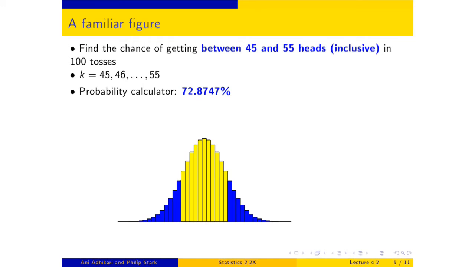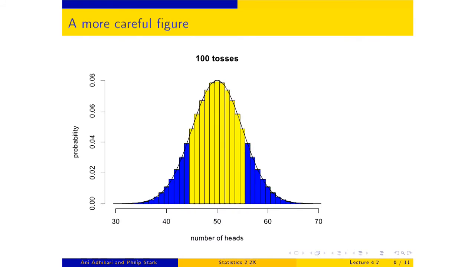What does the normal curve say? Well, so I was making a logo for a course, so I took out the labels and so on because I didn't want the logo cluttered, but let's put them back in. Same picture, the probability histogram for the number of heads in 100 tosses, and we are looking for the chance that you get between 45 and 55 heads, including both of those ends. So that is exactly the area of these 11 yellow bars.